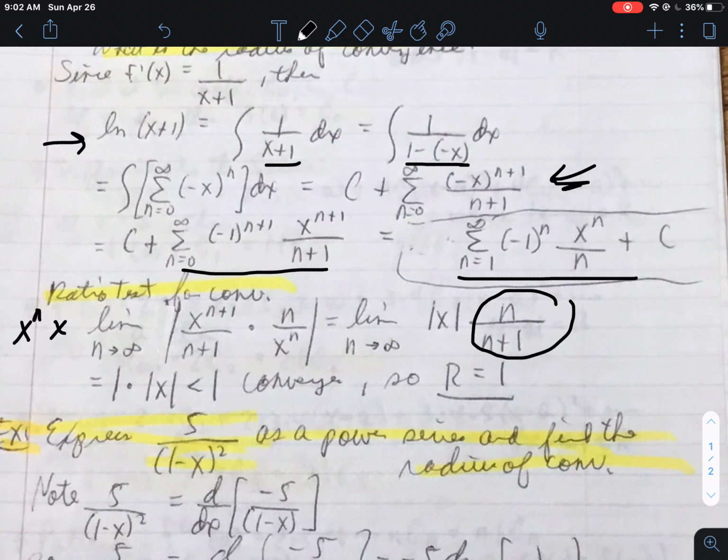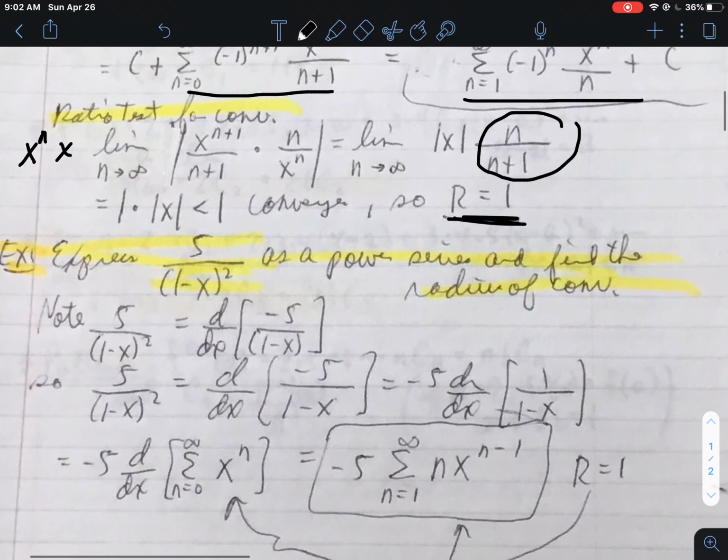Why? Because this is the ratio test. And we said the series converges if the limit is less than 1. And so our limit in this case is absolute value of x, so it converges when that is less than 1, or x between negative 1 and 1. There's our R of 1, the radius of convergence.